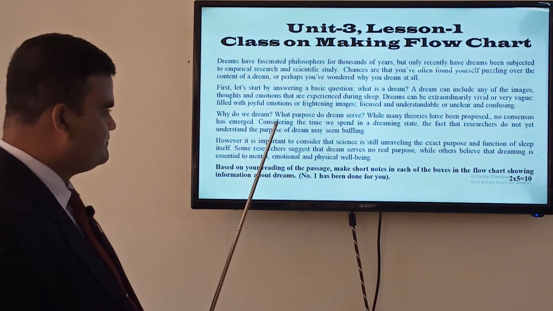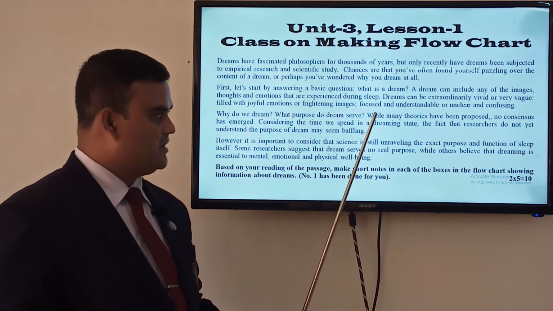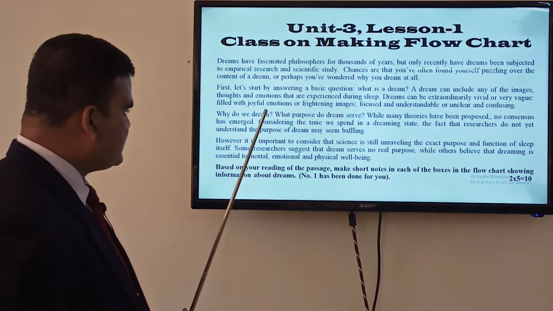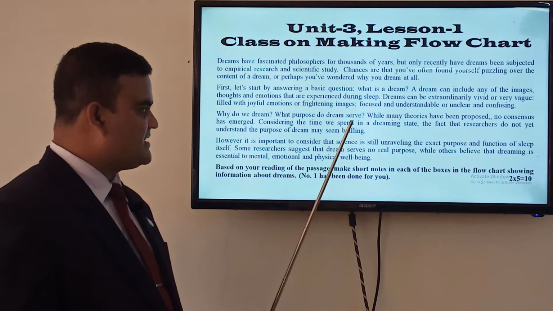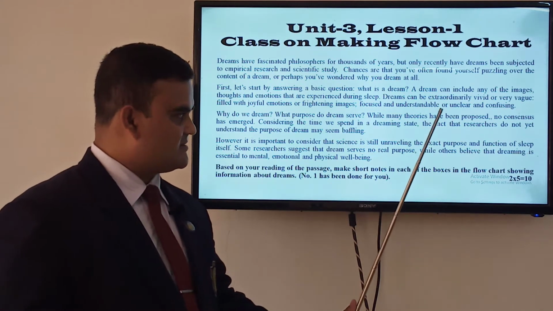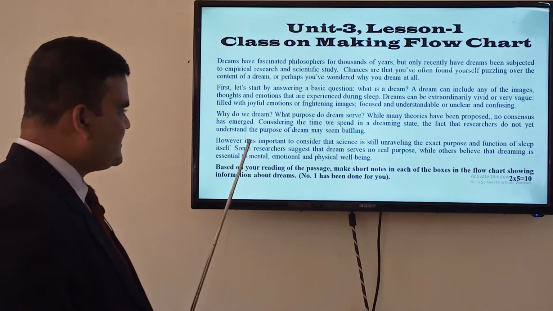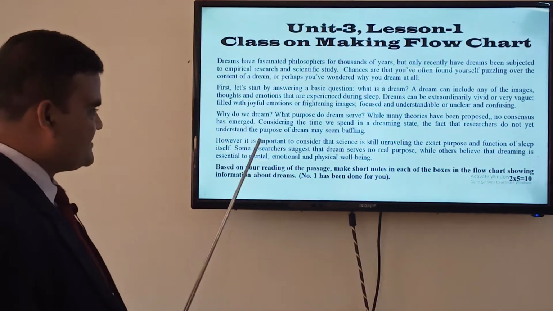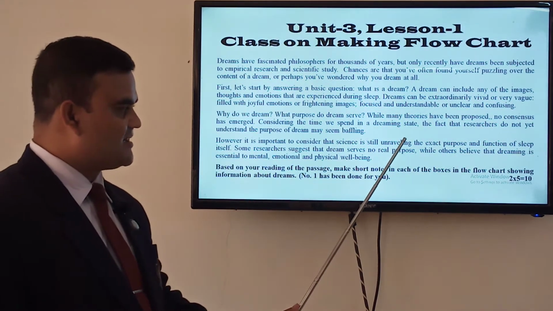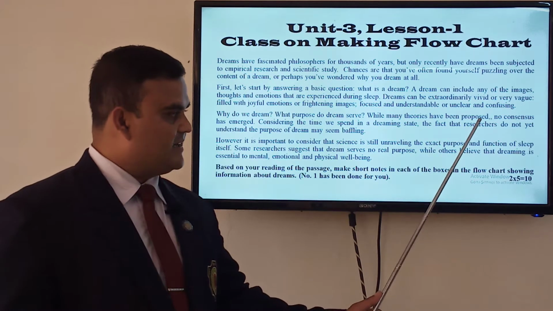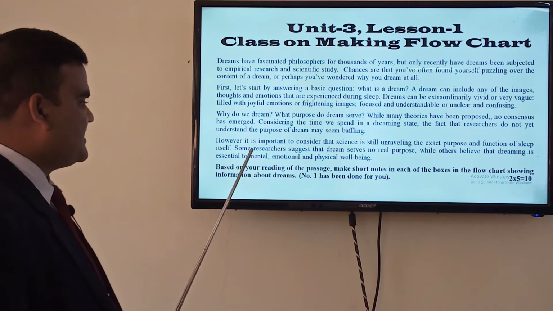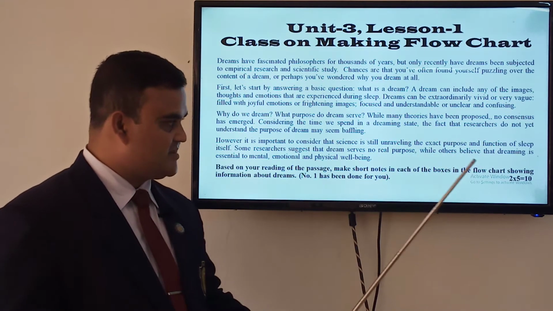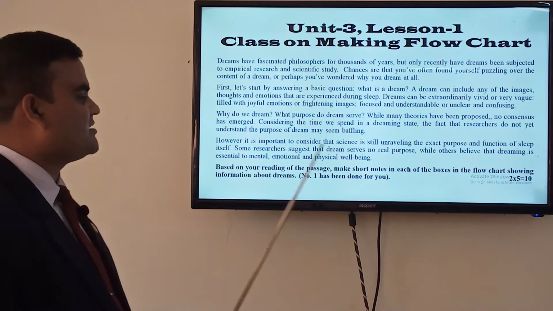Why do we dream? What purpose do dreams serve? While many theories have been proposed, no consensus has emerged. Considering the time we spend in a dreaming state, the fact that researchers do not yet understand the purpose of dreams may seem baffling. However, it is important to consider that science is still unraveling the exact purpose and function of sleep itself. Some researchers suggest that dreams serve no real purpose, while others believe that dreaming is essential to mental, emotional and physical well-being.